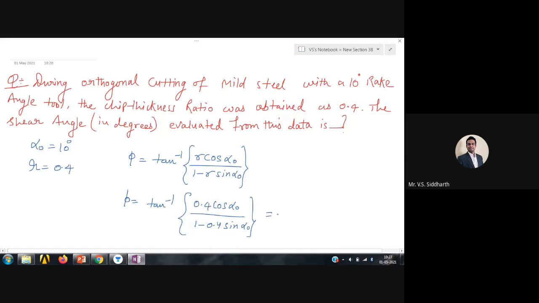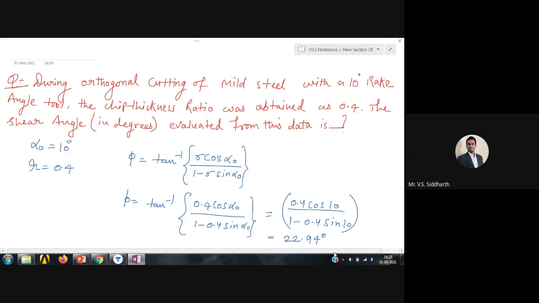Then if you solve it, you will get how much? Most of you have given the answers now. Once again, someone please tell me the answer. Sorry, I have to keep the alpha naught also: 0.4 cos 10 by 1 minus 0.4 sin 10. So if you solve it, you will get 22.94 degrees. Is it clear to everyone? Anyone having any doubts in the problems?